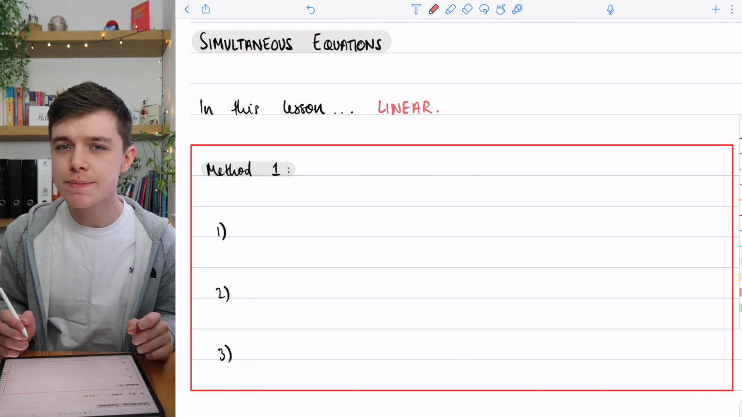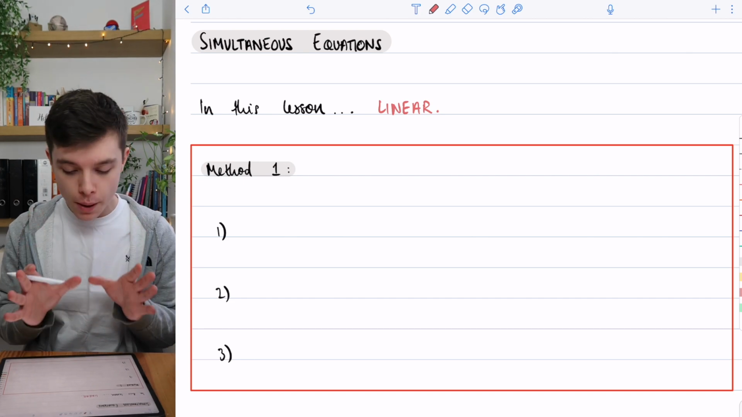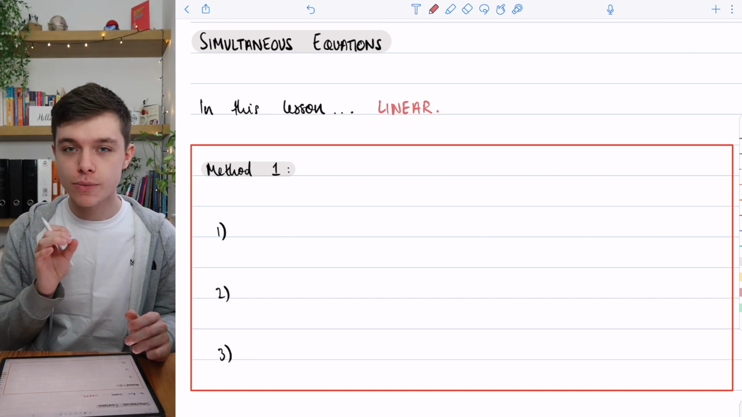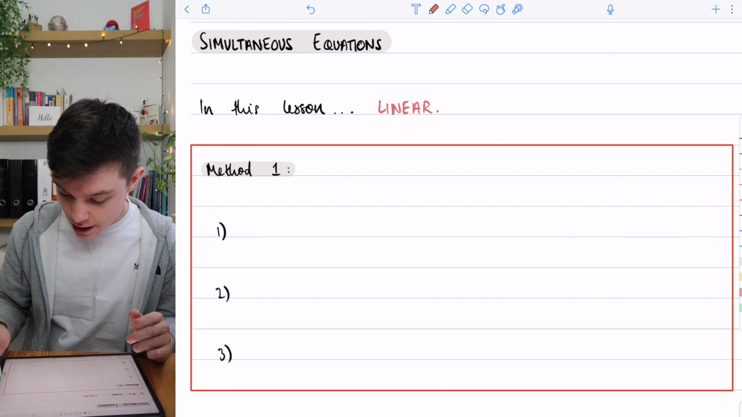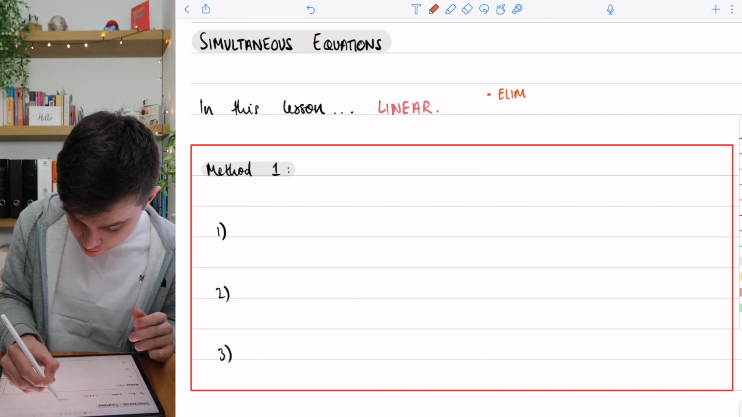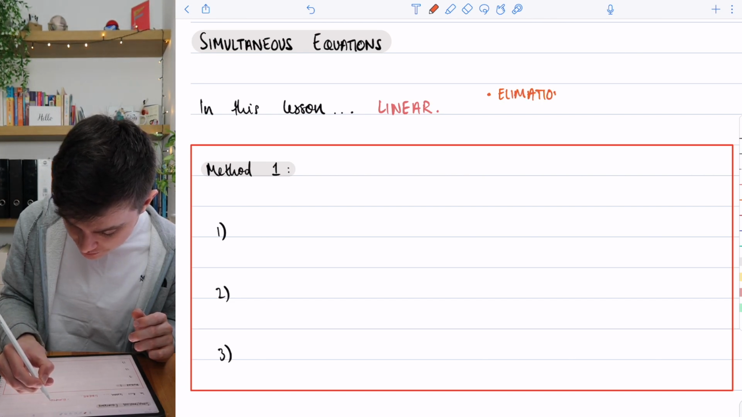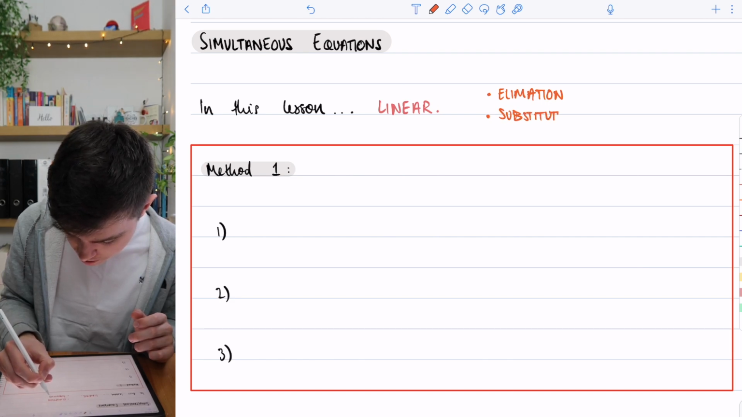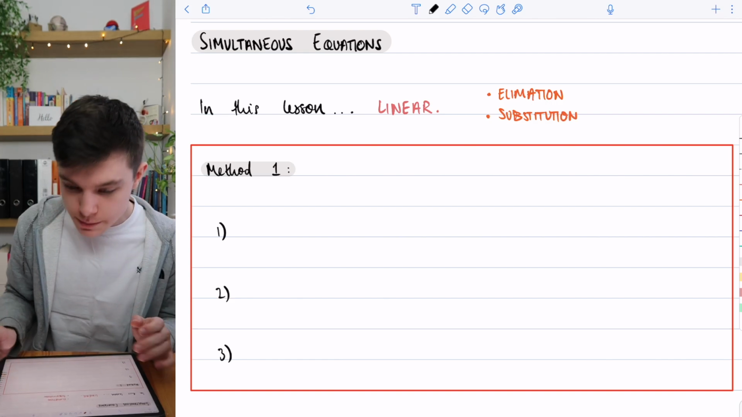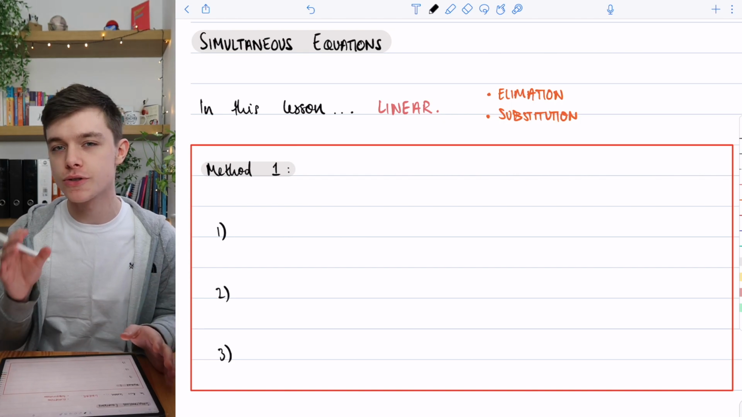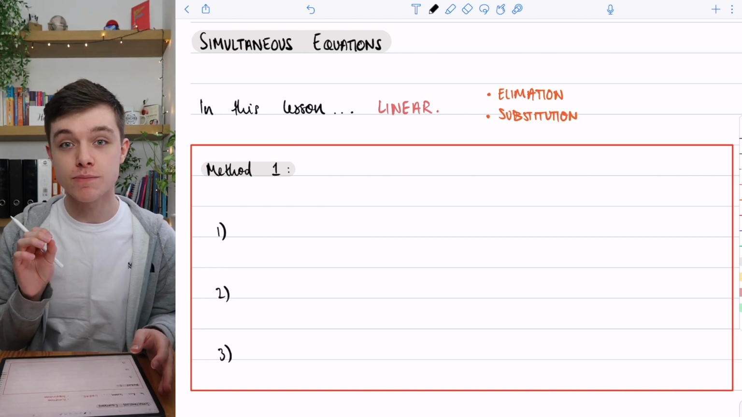You probably have seen these before at GCSE. But they come up a little bit at A-level and you need to be able to solve them. So we're going to have a look at two methods today. The first method we're going to have a look at is called elimination. And the second method is called substitution. So what I'm going to do is introduce the method to you first and then we'll have a look at some examples. But you probably have seen these two methods before.